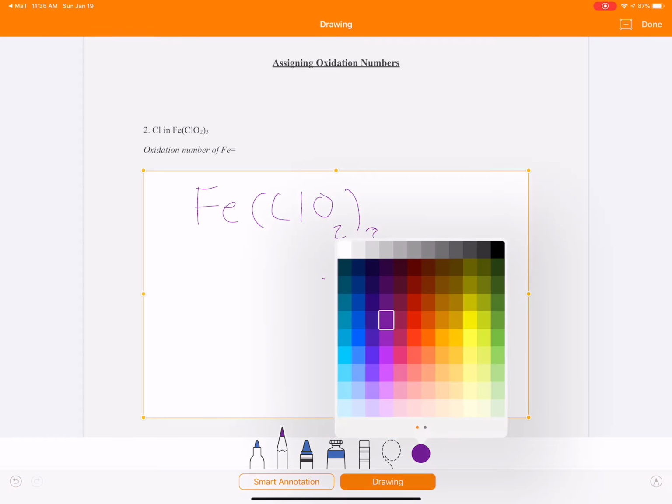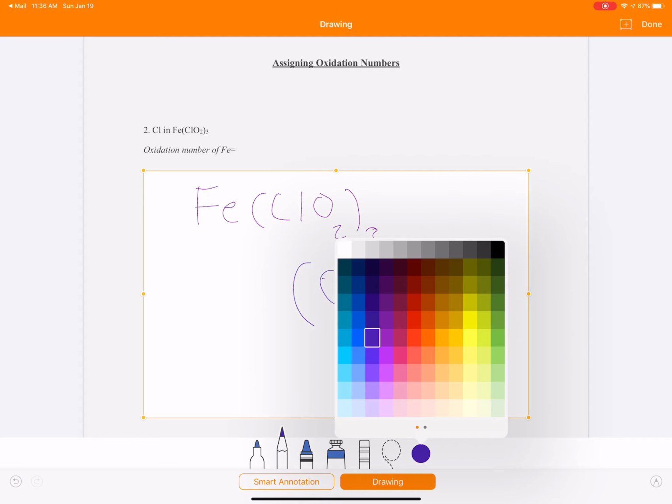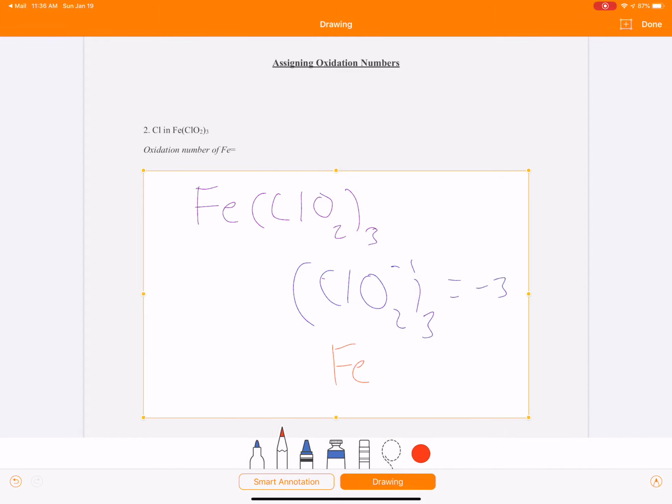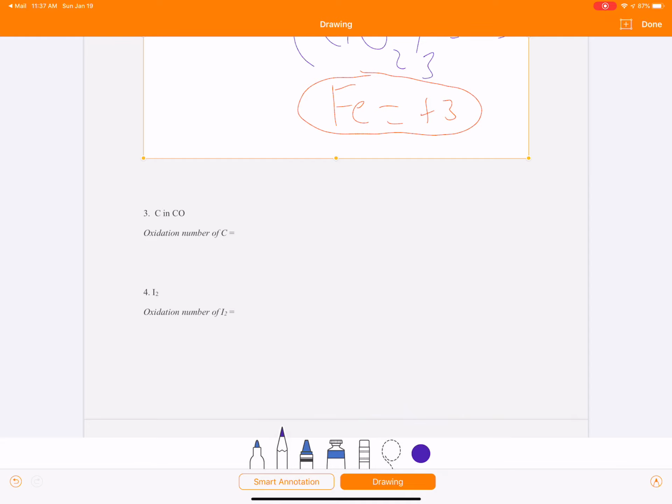We have 3 chlorate ions, and each chlorate has a -1 charge, which means that the total charge on 3 chlorates is -3. So that would tell us that iron's charge, or oxidation number, is +3, which means that this compound is actually iron 3 chlorate. So that wasn't too bad. That's how you would do that type of problem with any transition metal. It's the same thing.